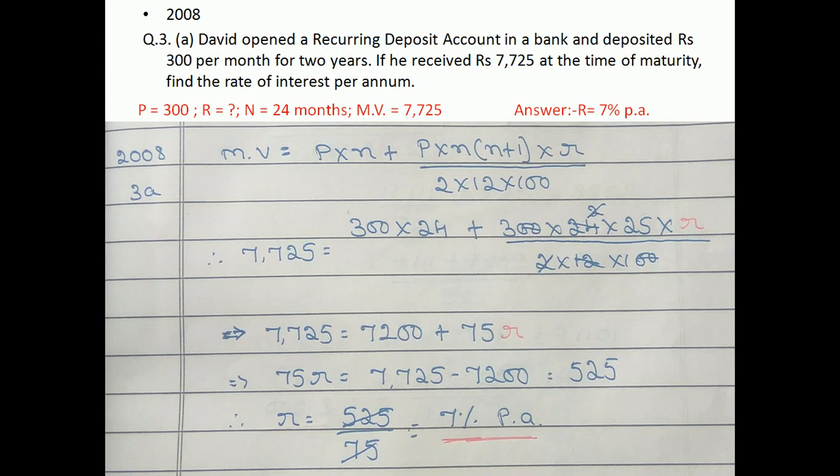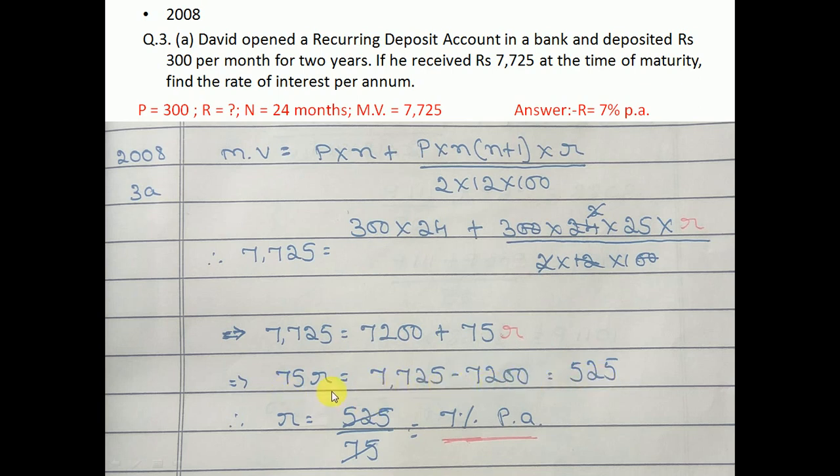We know the maturity value is given to me. We have learned the formula there: total investment plus the interest. Substitute the maturity value. Total investment is 324. Substitute all other values and cancel as we did before. If you observe, 7725 is equal to 7200 plus 75R from this part. Now shift this 7200 to the other side, then it becomes 7725 minus 7200, which is nothing but 525.